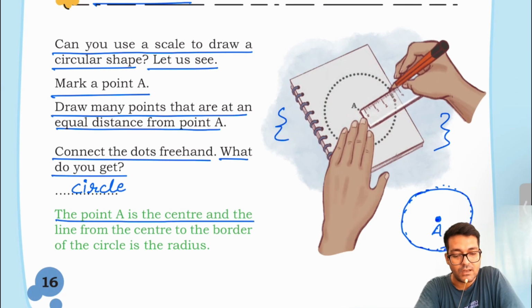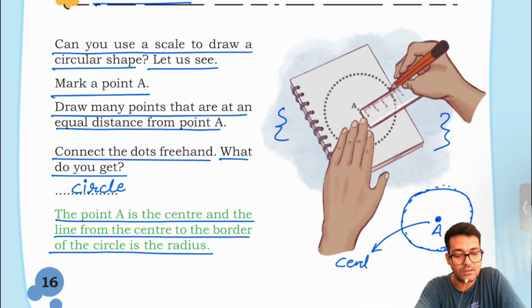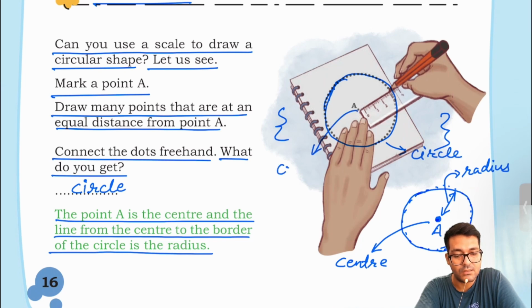The point A is the center and the line from the center to the border of the circle is the radius. The distance from the center to a point on the circle is known as the radius. In this figure, if you join these dots or points, you will get the circle. Point A is the center of the circle and the distance from point A to the circle is known as radius.